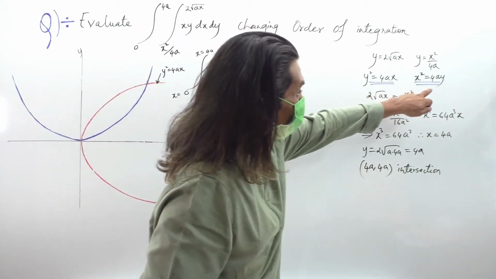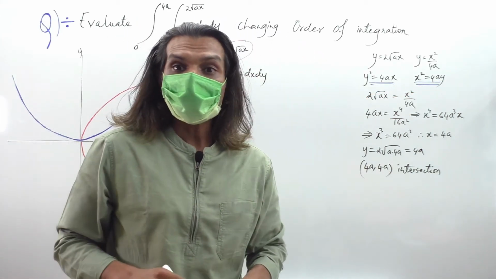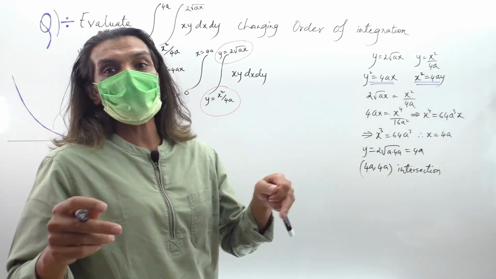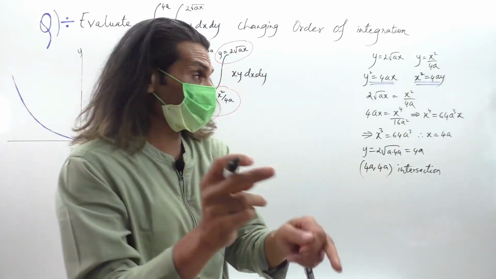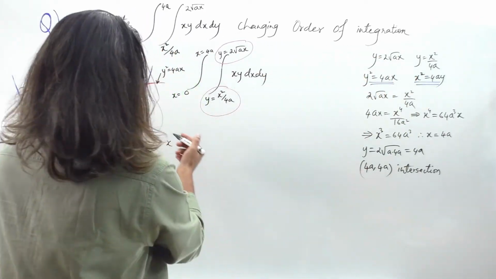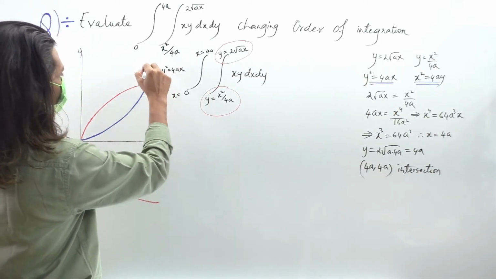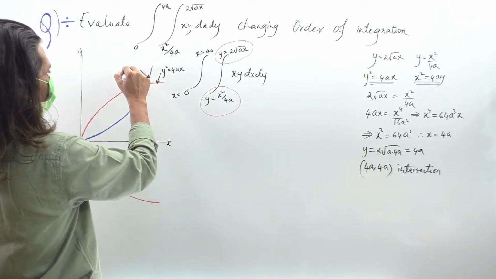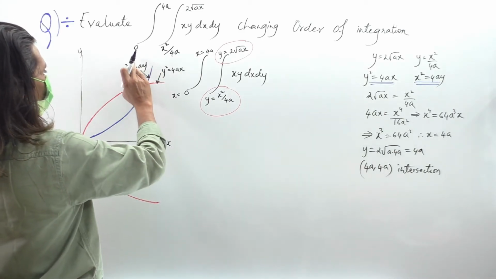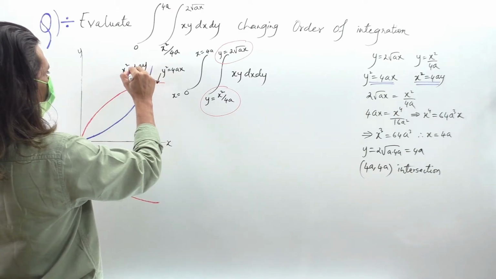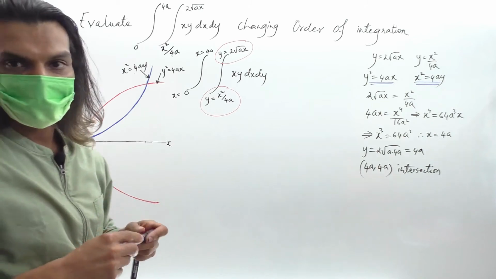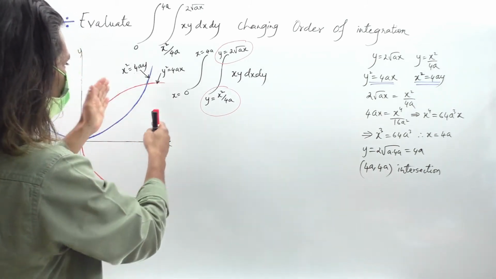The next thing is x square is equal to 4ay. So what does x square is equal to 4ay mean? It's again a parabola, but since it has even powers of x, it's a parabola symmetrical about the y-axis. So this parabola, I'll write here, x square is equal to 4ay is a parabola which is symmetrical about the y-axis, this blue color one. That's it. So we draw the graph here with the two parabolas.